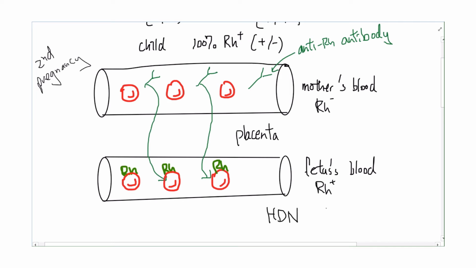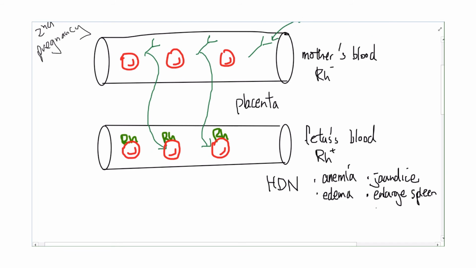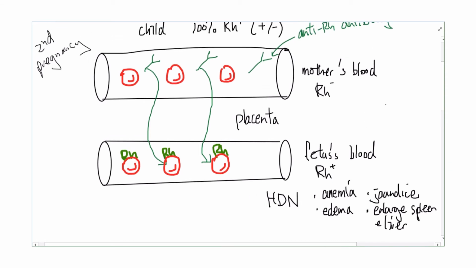Okay, so some symptoms include anemia. You're going to have edema. There's going to be jaundice, right? Enlarged spleen and liver, right? So the severity of the disease could vary from situation to situation. But in the worst case scenario, if this treatment is not given or if this is not prevented, then it could be lethal, potentially lethal for the baby.